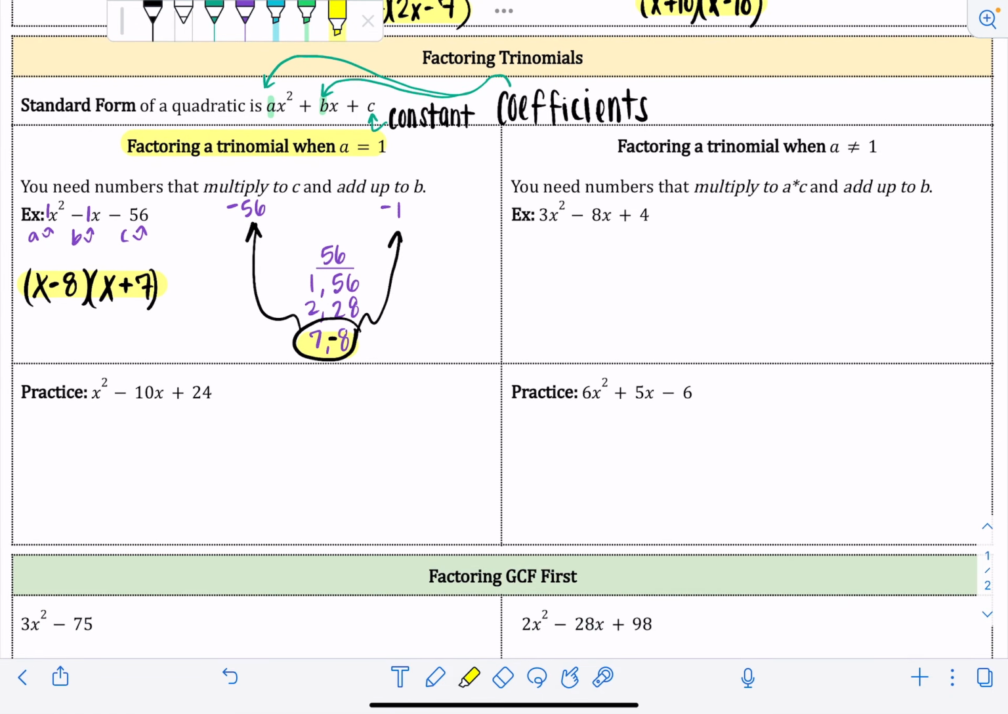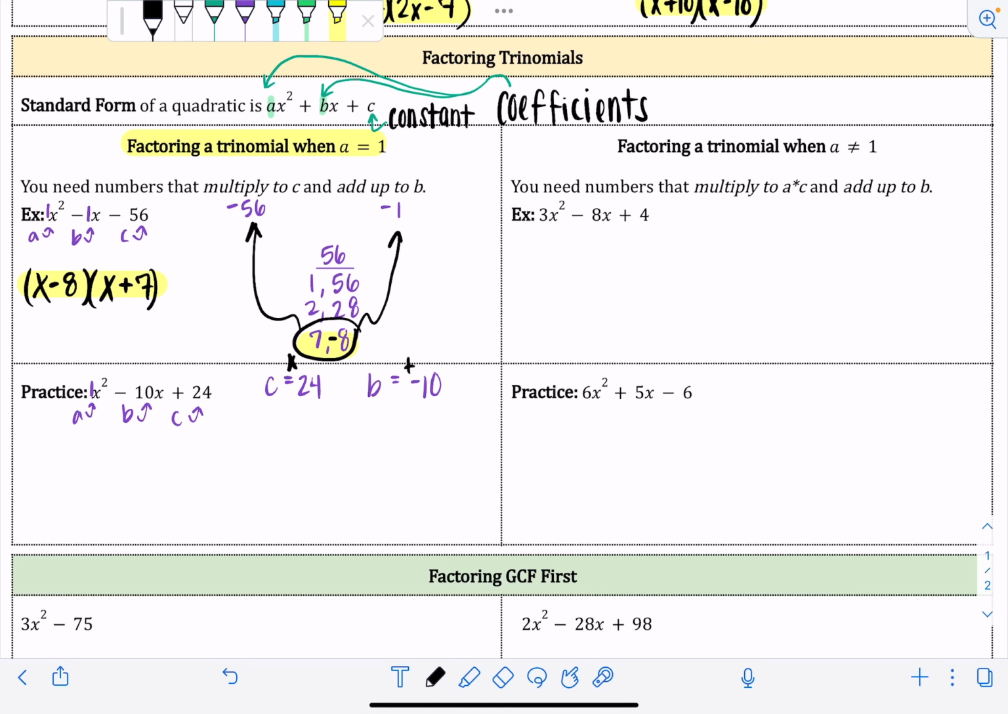Okay, for this next one, we're going to go down a box to where it says practice. This will be a good one to practice on your own first. But my A is 1, my B is negative 10, my C is 24. So this applies to when A equals 1, there is a different case of problems, but A is 1, so we can follow these rules. So I need numbers that multiply to C, which is 24, and then add up to B, which is negative 10. So multiply to 24, add up to negative 10.